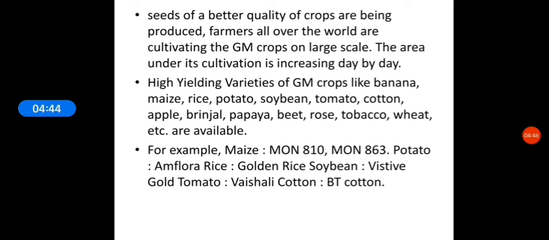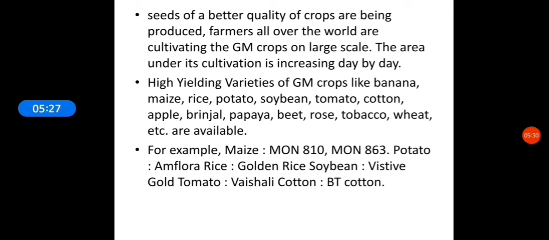Due to such better quality seeds of GM crops, farmers all over the world are cultivating the GM crops on large scale, and the area under its cultivation is increasing day by day. The high yielding varieties of GM crops which are produced by biotechnology like banana, maize, rice, potato, soybean, tomato, cotton, apple, brinjal, papaya, beet, rose, tobacco, wheat, etc. are available. The examples of GM crops are as follows.